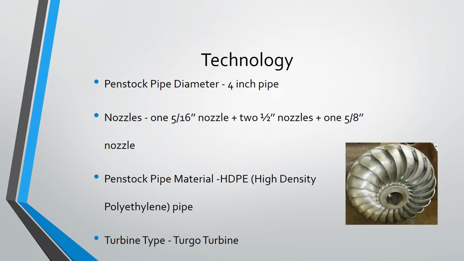Right, and lastly, the turbine type. I chose the turbo turbine because I have some larger nozzles that I chose, and turbo turbines can take up to a 1-inch nozzle. The turbo turbine does require a little more maintenance than the Harris Hydro turbine, but that's the one I had to choose because of the nozzles I chose.